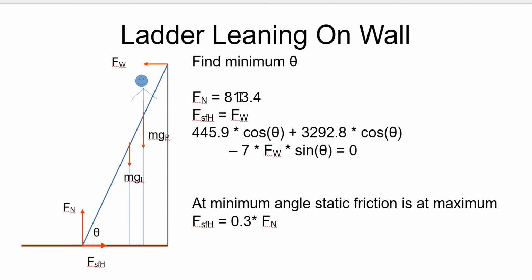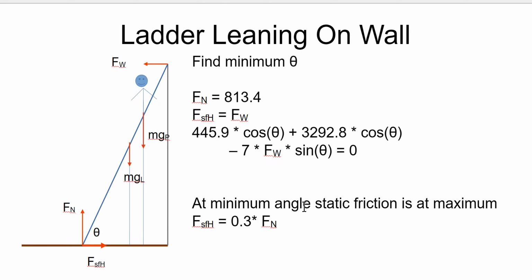Well, F sub n, we found that on the early slide. It's equal to the sum of the weights of the ladder and the painter. And here's just recopying this same equation from the previous page. And then looking at this minimum angle, we're going to use as much static friction as possible. So usually you see static friction expressions with the force of static friction is less than or equal to the coefficient of friction times the contact force, the normal force.